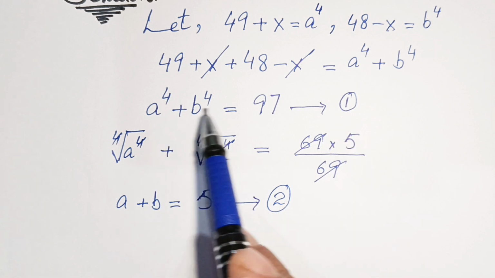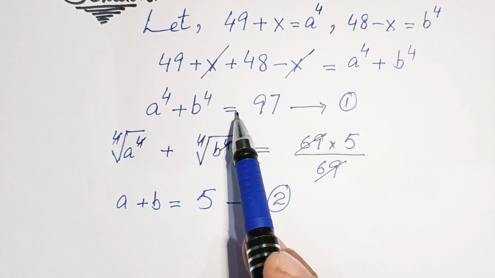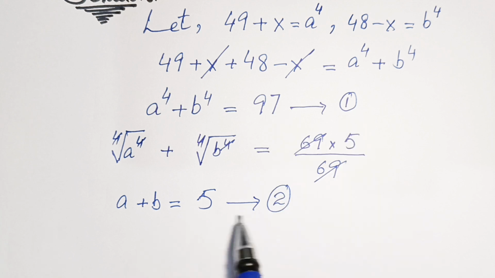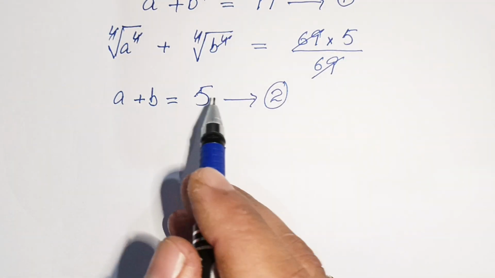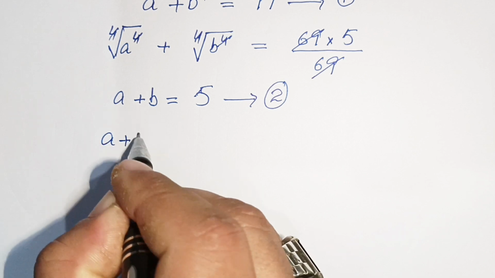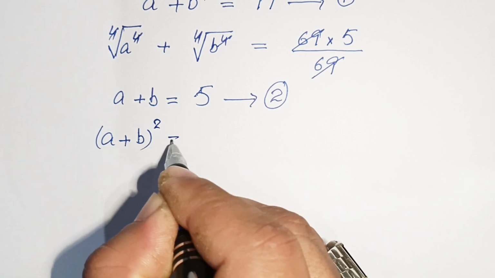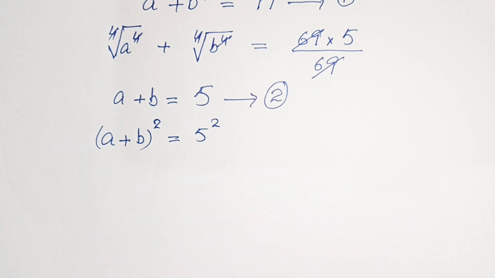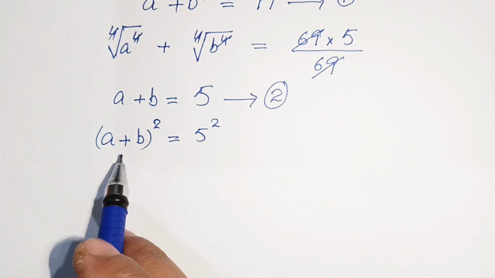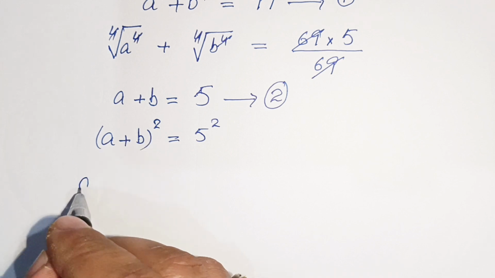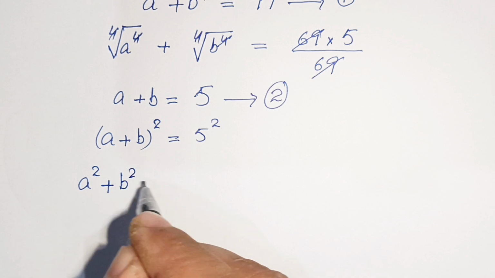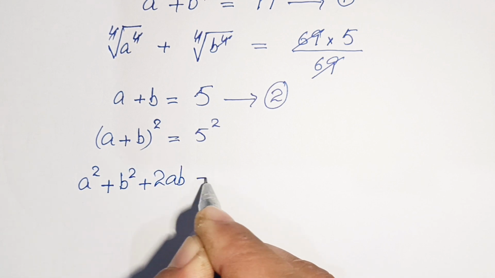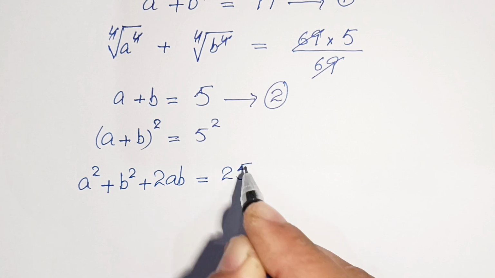Here we have two equations. The first one is a to the power 4 plus b to the power 4 is equal to 97, and our second equation is a plus b is equal to 5. If we square equation 2 on both sides, we get a plus b whole squared is equal to 5 squared. Expanding this algebraic identity, a plus b whole squared is a squared plus b squared plus 2 times a times b, equal to 25.